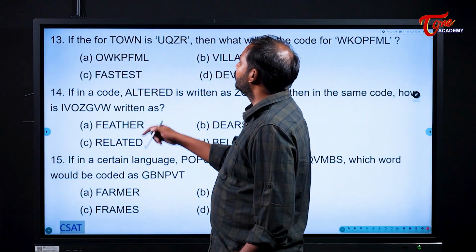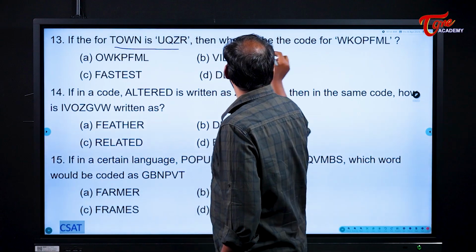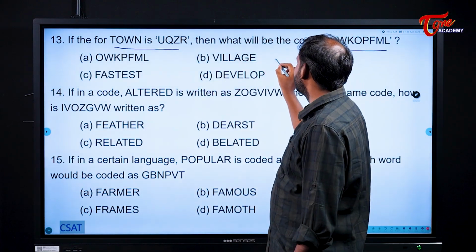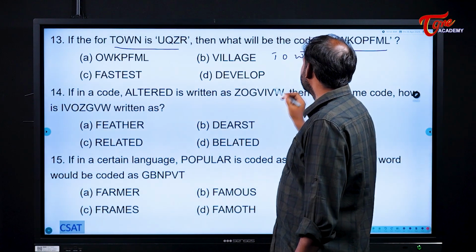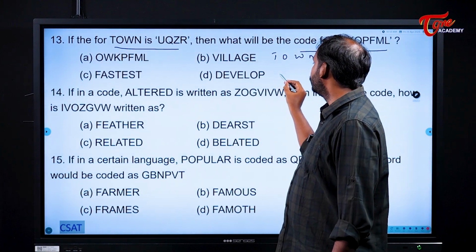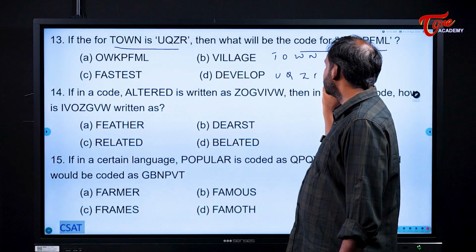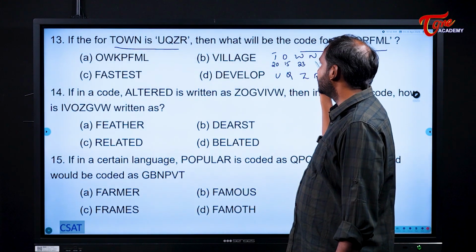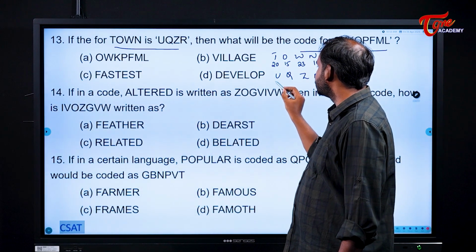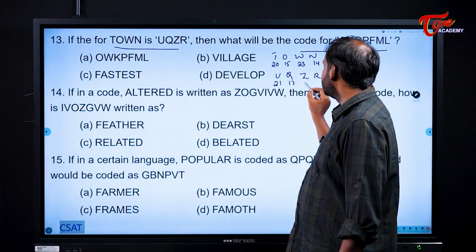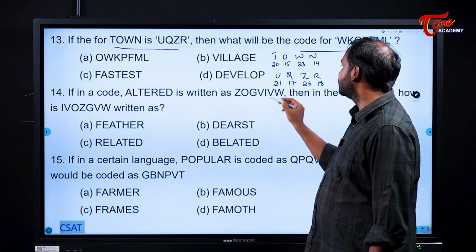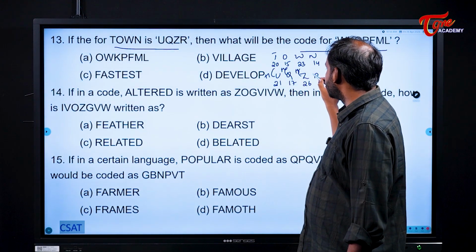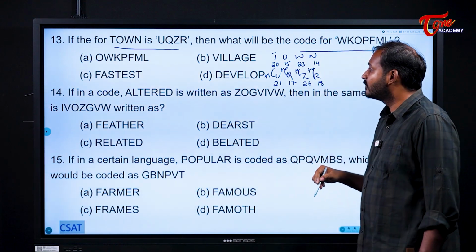If the code for town is something like this, then what will be the code for this one? Okay, town is coded something like this. So TOWN. What it is coded as? UQZR. T is 20, O is 15, W is 23, N is 14. This one is coded as 21, 17, 26 and 18. What is happening in this case? +1, +2, +3 and +4, right? So the same logic we need to apply.